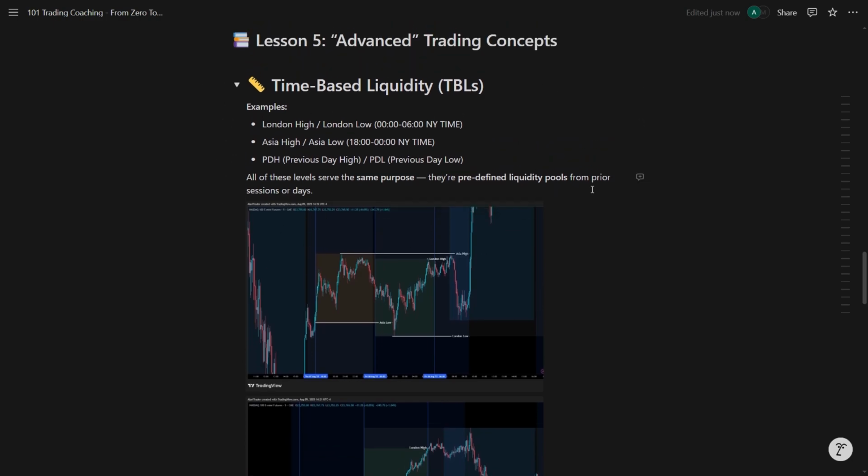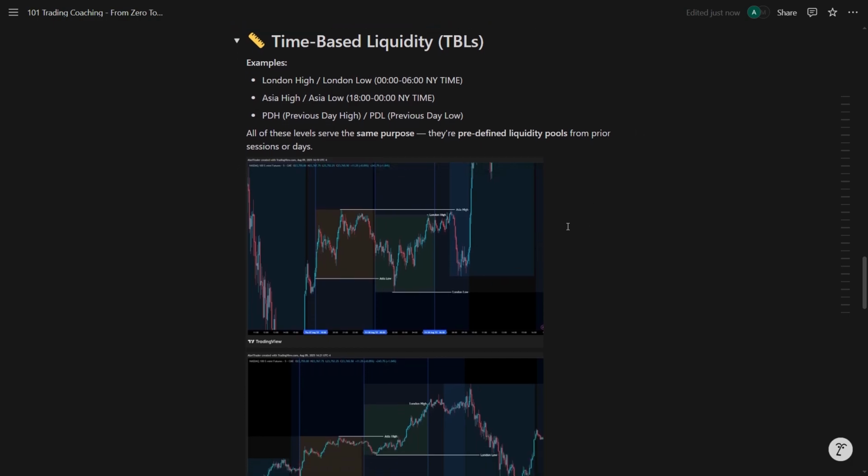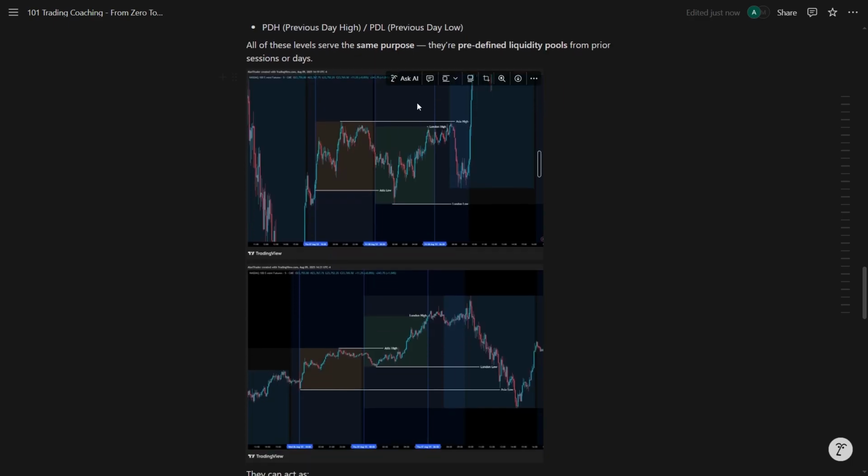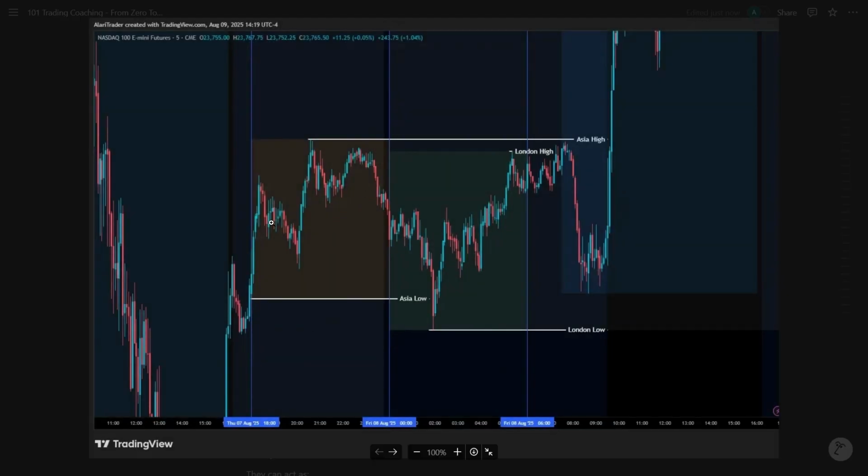These liquidity pools are always going to exist and they can help you to map out the day. For example, we have the London highs and lows, the Asian highs and lows, and previous daily high and previous daily low. Here I've drawn out some examples. So here we have the Asia session, and here we have the London session.